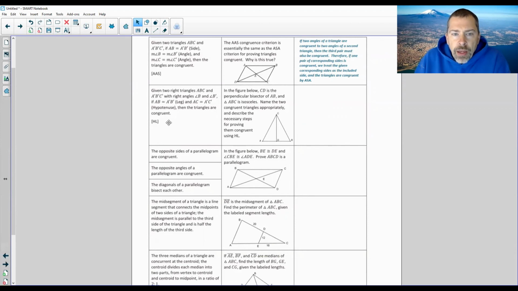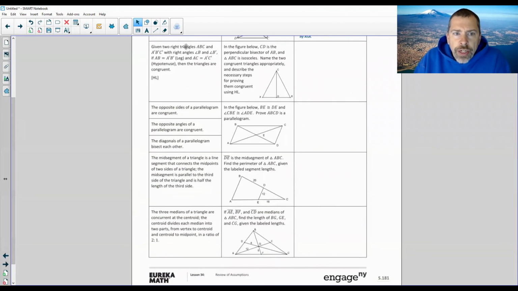Okay. A lot of writing, so if you didn't get this, pause the video and I'll continue. Given two right triangles ABC and A prime, B prime, C prime with right angles angle B and angle B prime, if AB equals A prime B prime, a leg, and AC equals A prime C prime, the hypotenuse, and angle B is the right angle, then the triangles are congruent by HL, or hypotenuse leg.